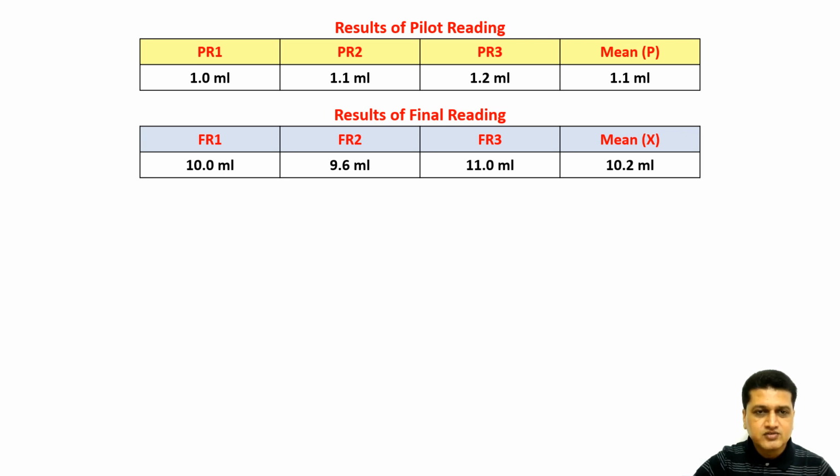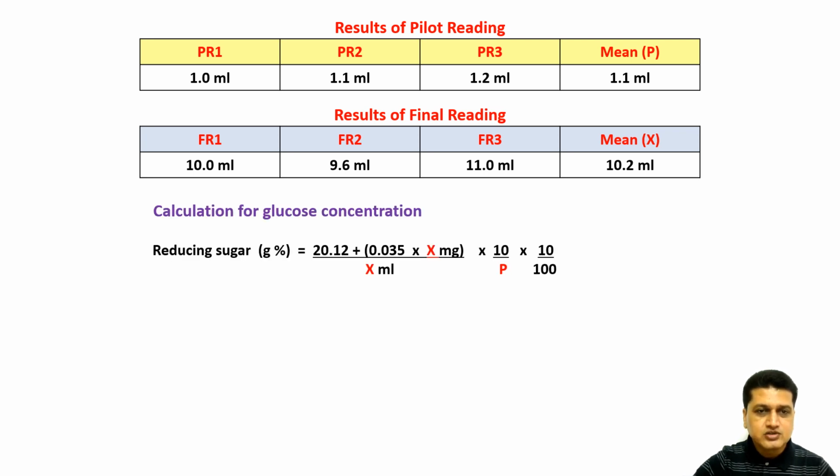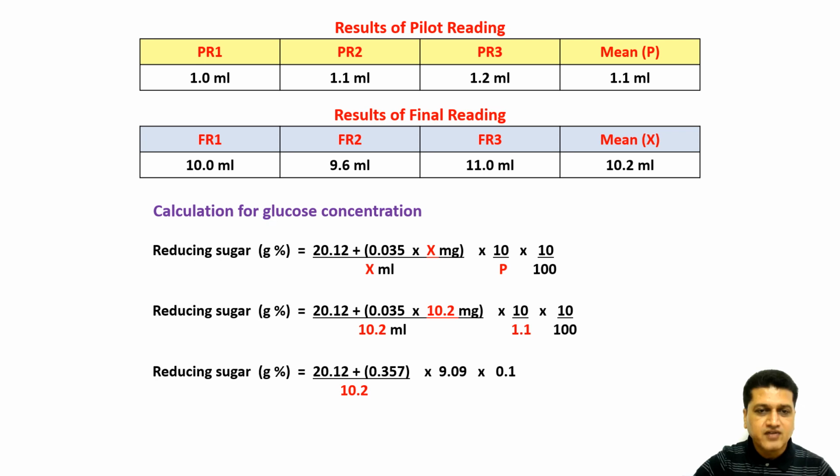Finally, we have mean value P of pilot reading as 1.1 ml and mean value X of final reading as 10.2 ml. Now, use glucose formula to calculate the amount of reducing sugar. Place the value of P and X in the formula and calculate the final value. Thus, in our example, the original glucose sample contains 1.82 gram% glucose.